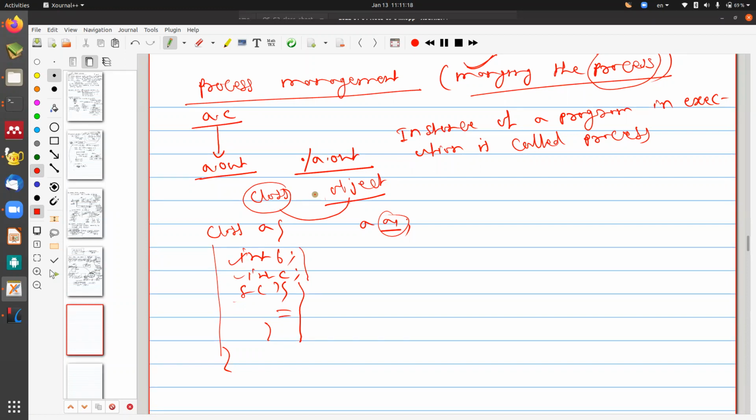That memory has been allocated neither for B nor for C. Without memory for this data, is there any meaning of this B and C? No, sir. It means it is simply a structure. The structure has to be filled when memory gets created.